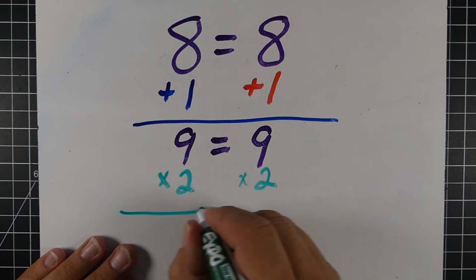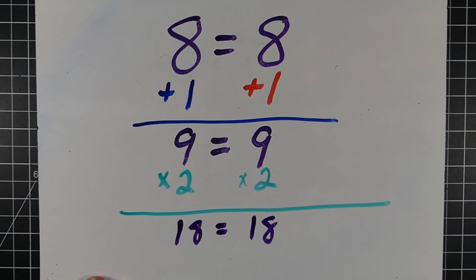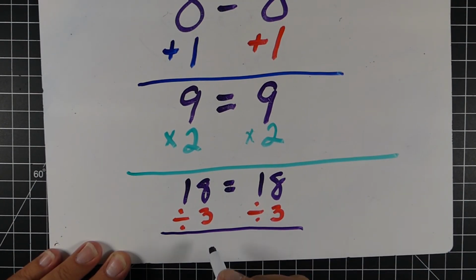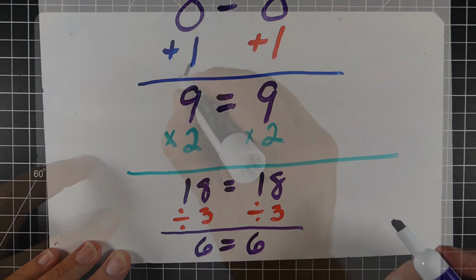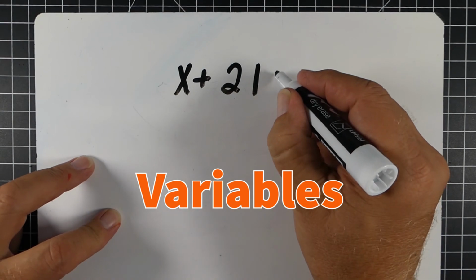Now, let's say we take the 9s and we multiply them by 2. We have to do it to both sides. If we do the same thing, we get the same answer, 18. Here we're going to divide by 3. As long as we do it to both sides, we'll get the same answer, and it's still equal, in this case, 6.